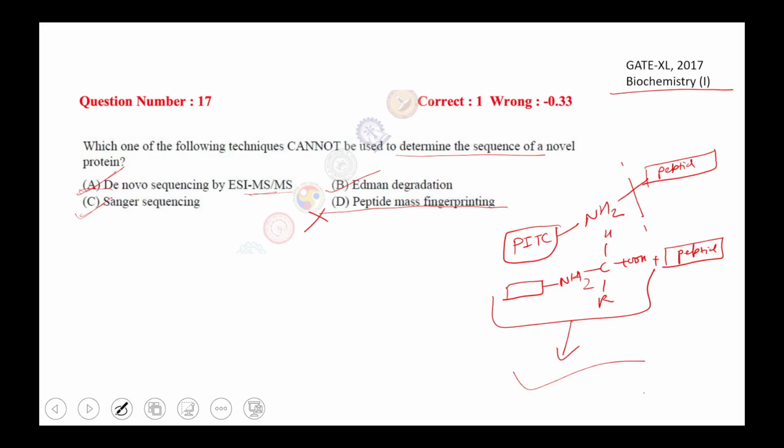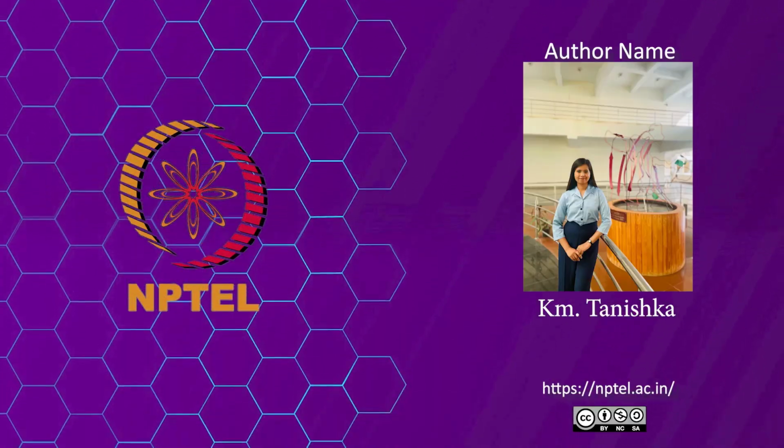So this was a very direct question. And this is my NPTEL reference where you can go and read about the detailed procedure of the sequencing techniques more properly. Okay. Thank you.